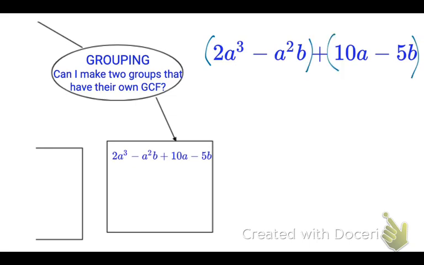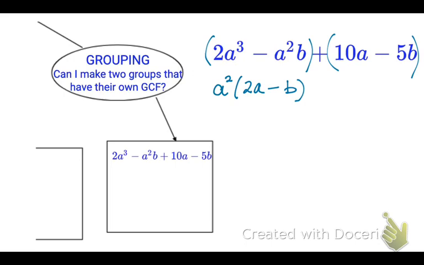But grouping takes a little bit of work. It is one that you want to just be able to see and work through in your head when you're trying to find those groups. So now that I've grouped them, I'm going to only work in that set of parentheses. So the first thing is, what is the GCF between 2a to the 3rd and a squared b? And so we would factor out an a squared, which would leave me with 2a minus b.